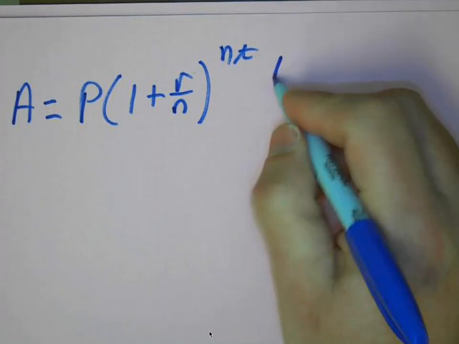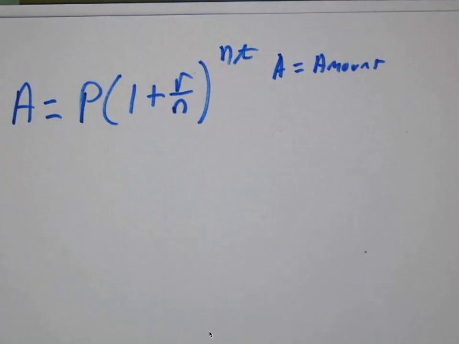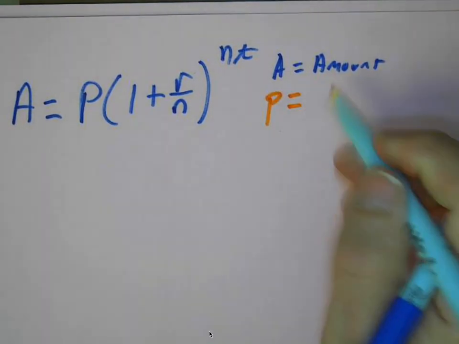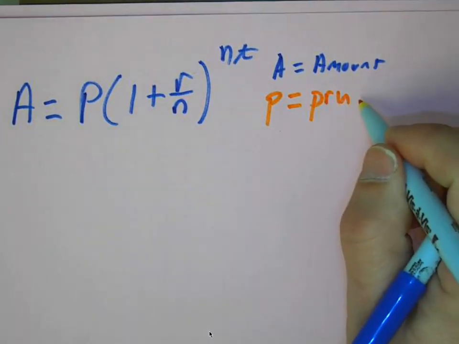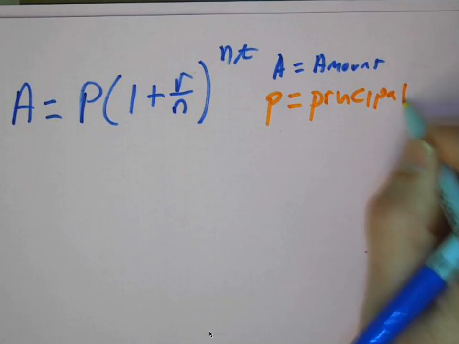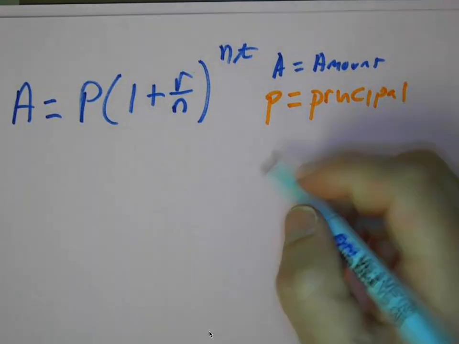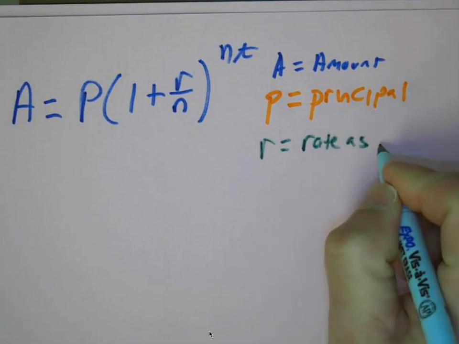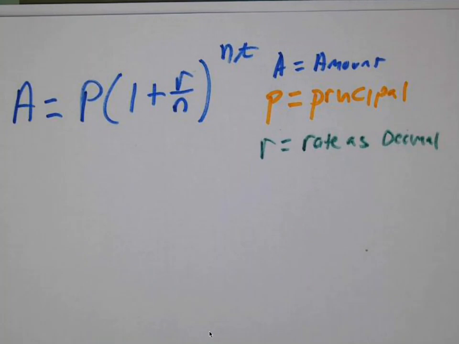A is your amount or your total. P is the principal, which is what you start with. Then R is your rate, and you want your rate as a decimal.